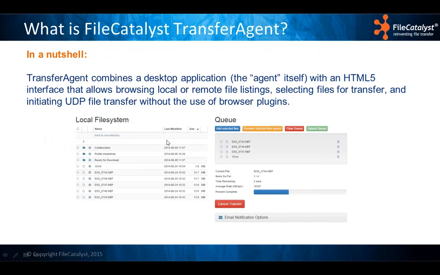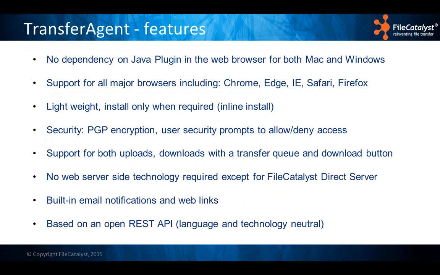Once again, we do this because UDP transfers are not built into a web browser, and if you want to do acceleration in a web browser, that's the only way to do this. So some of the features we've developed in the transfer agents. First of all, there's no dependency on the Java plugins. It works on both Mac and Windows. We're planning down the road to also make a Linux build, but at this point, it's only Mac and Windows that we support. We support all major browsers, new or old, Chrome, Edge, IE, Firefox, everything works on it.